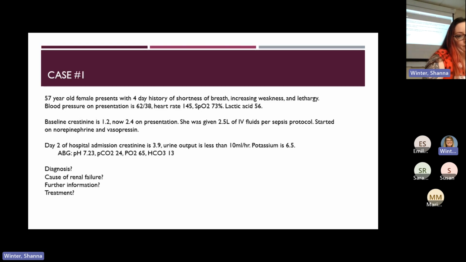Your pH is 7.23. Normal PCO2 is 35 to 45, and elevated PCO2 is going to give you a respiratory acidosis. This is low because they're trying to compensate for the fact that your bicarb is 13, which is low, like 22 to 26 is normal. So what is the patient's diagnosis? And I don't mean the renal failure, like what is her presenting issue?